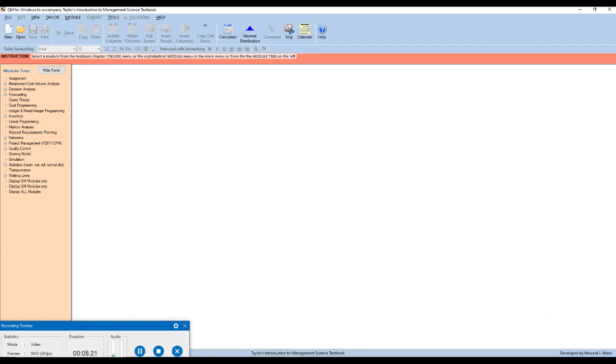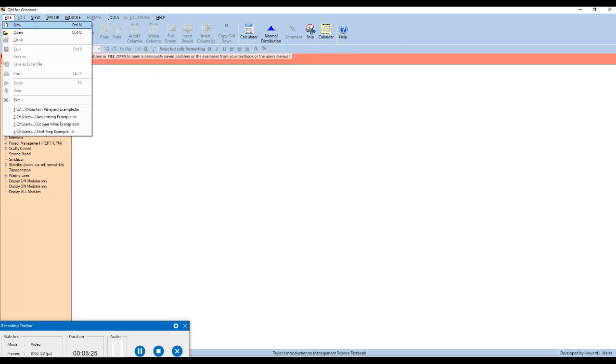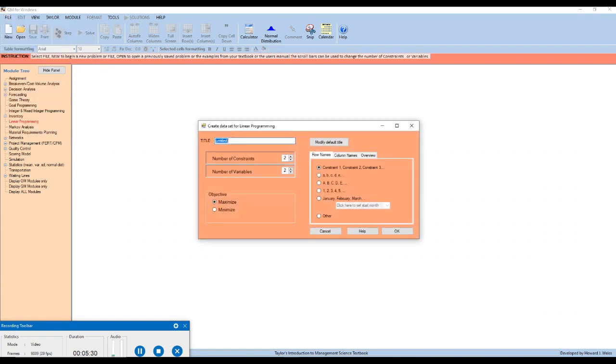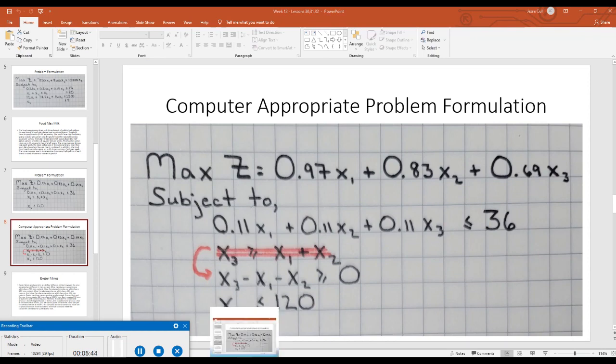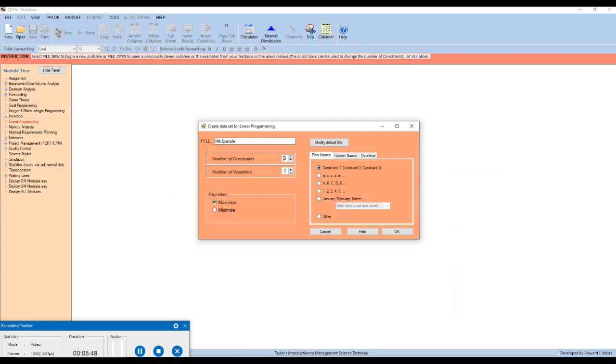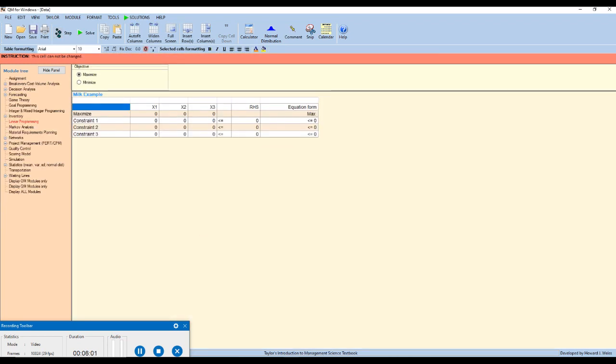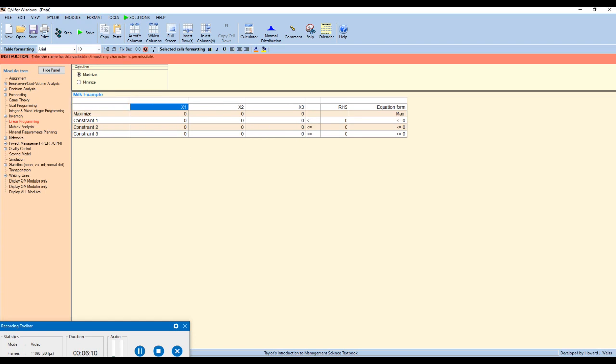The first one is, as always, QM. So module, linear programming, open a new file, and we're going to title it the milk example. We know that we have 3 constraints, as we saw here, 1, 2, and 3, and we also have 3 variables: the store brand, the local brand, and the national brand of milk. In this situation, we're trying to maximize our profit, so we click OK. Now, for simplicity's sake, we'll lengthen each of these and relabel all of our columns. The first one is store brand, local brand, national brand.